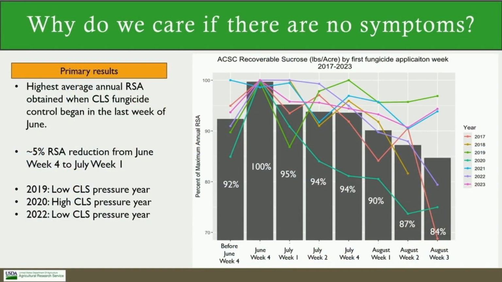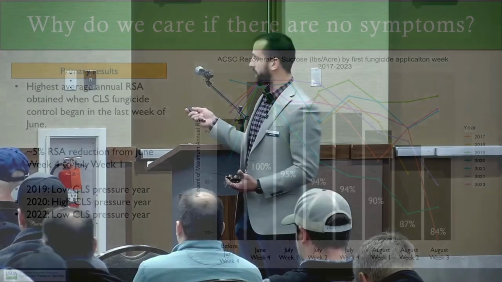Now, why do we care about detecting latent infection? Eric and Ashok have done really nice jobs of highlighting this in their trials. But what we see if we look at field data collected and shared with us by American Crystal Sugar across all of their acreage, if you take each of the fields and bin them into categories based on when they started their Cercospora fungicide management, we see that fields that started managing for Cercospora in that last week of June had the highest recoverable sucrose on average across the last 7 years. So we haven't put the 2024 data in here yet. This is 2017 to 2023.